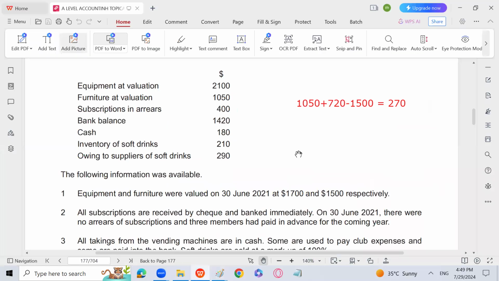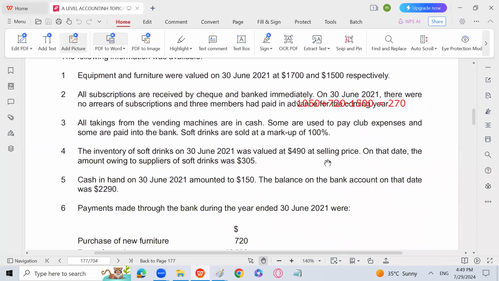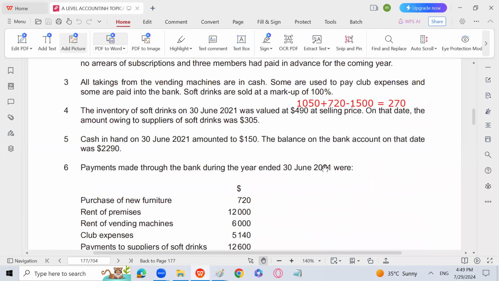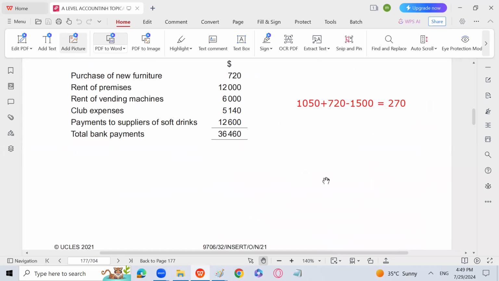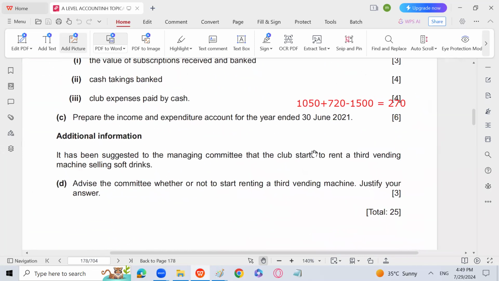So let's see if there is something more available information in the question. So there can be bad debts or subscription also. Then you have to write it down, the subscription bad debts, but it is for the time being not given in the question. It has been suggested to the managing committee that the club starts to rent a third vending machine selling soft drinks. Advise the committee whether or not to start renting a third vending machine.